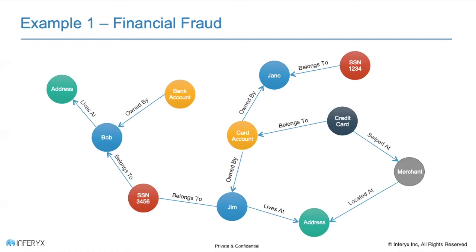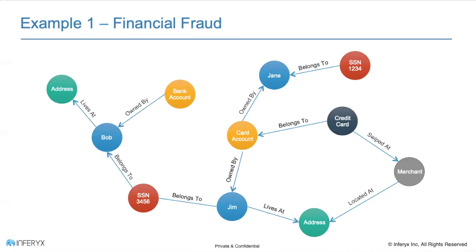So this is an example of a financial fraud. Obviously the color has a resemblance here. The yellow color represents an account node. The blue represents the person, like Bob, Jane, and Jim. Red stands for SSN number, the credit card is dark colored, and the green stands for address, and we have a merchant too. So there are many different entities, as you can see here.